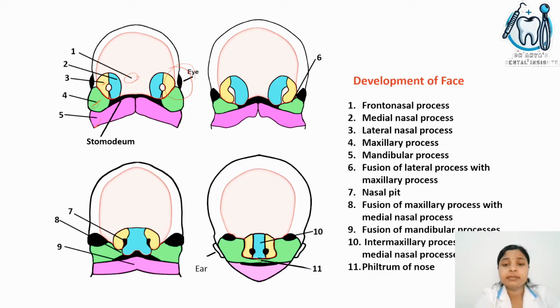Okay. And here it is the fusion of lateral nasal process and the maxillary process. Here is the nasal pit, and this is the fusion of maxillary process with medial nasal process. This is the fusion of mandibular process, and here the intermaxillary process is fused with medial nasal process, and this is the philtrum of the nose. So these are the various processes in the development of the face.